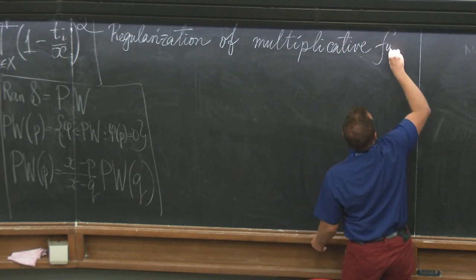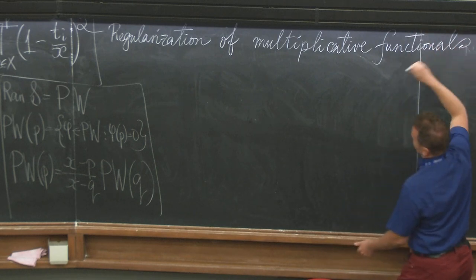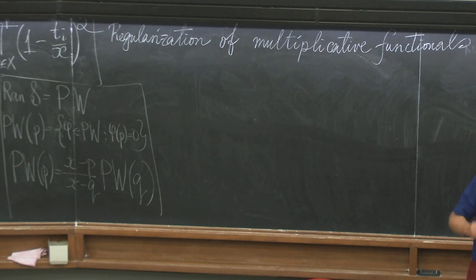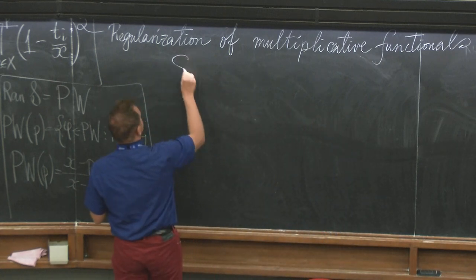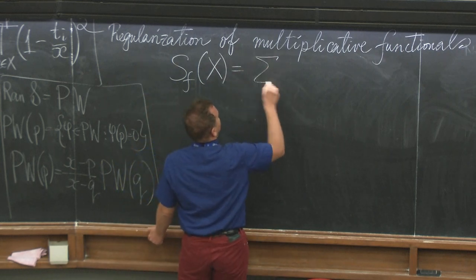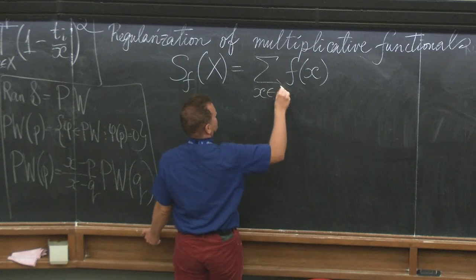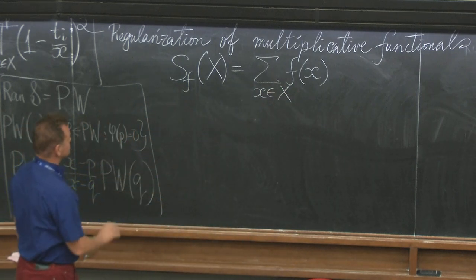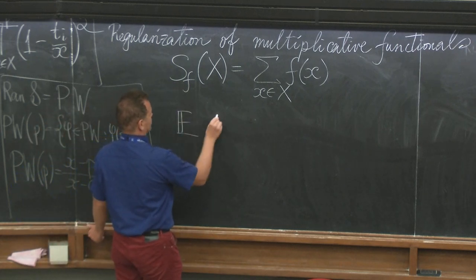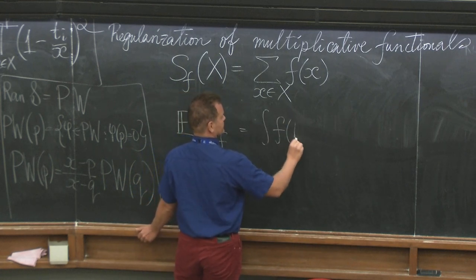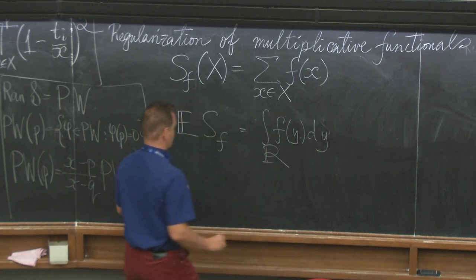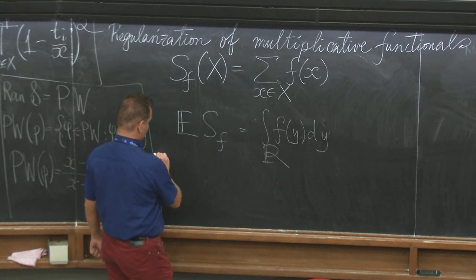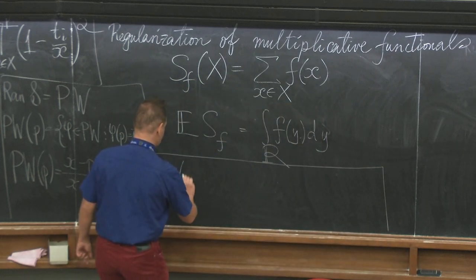So let me just start with a formula. I want to consider multiplicative functionals, but multiplicative functionals are Laplace transforms of additive functionals. And so let me start with additive functionals, and let me first regularize additive functionals. For this, let me point out that if I have an additive functional, then, again, these formulas we saw in Pavel's talk and also in other talks, the expectation of the additive functional is, of course, the integral of f(t) dt, let me write f(y) dy.